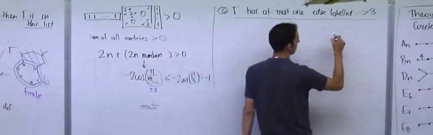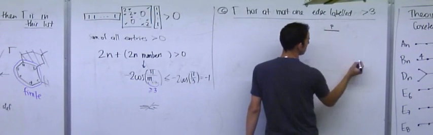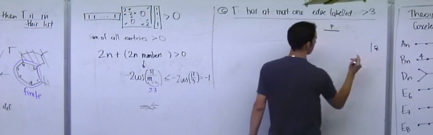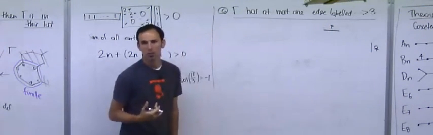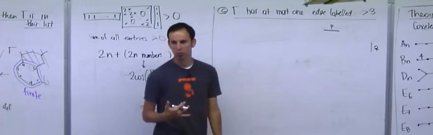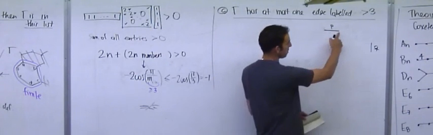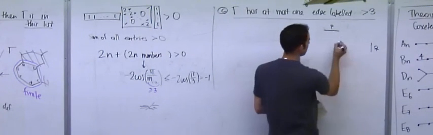Two edges labeled bigger than 3. Okay, so here's my graph. Somewhere in the graph, I have some edge labeled P. Somewhere in the graph, I have some edge labeled Q, and I don't know what the rest of the graph is, except that I'm assuming that my group is irreducible, which means that my graph is connected, and that means that there must be some path from here to here. Okay, so I just take that path.